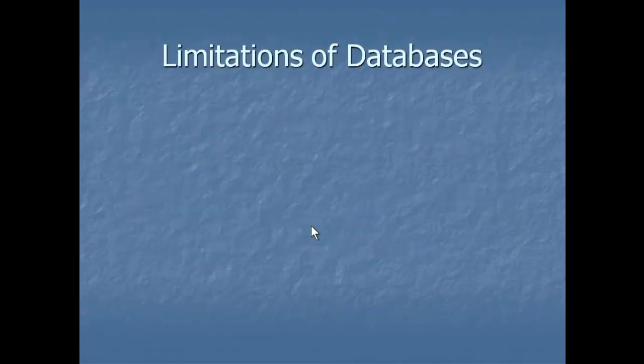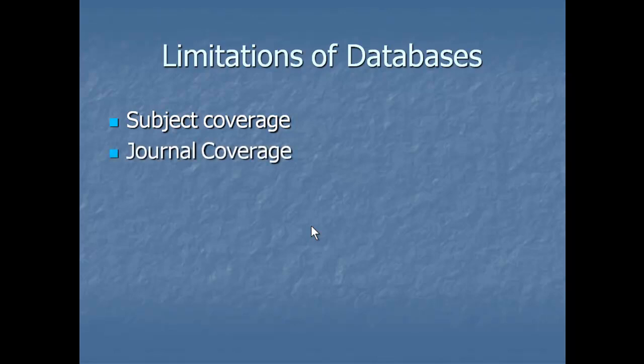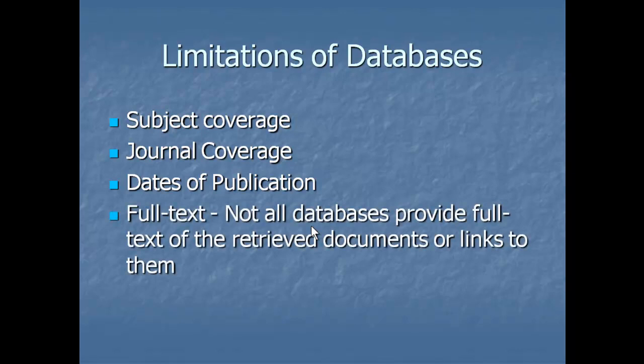Okay, the limitations of databases. Subject coverage. No database is like Google. There's a limitation on the subjects that it covers. The journal coverage: no one database can cover every journal in every field, or in chemistry or chemical engineering. The dates of publication. Most likely the more recent information is in the databases. Full text. Not all databases are full text or have links to the full text of the articles.